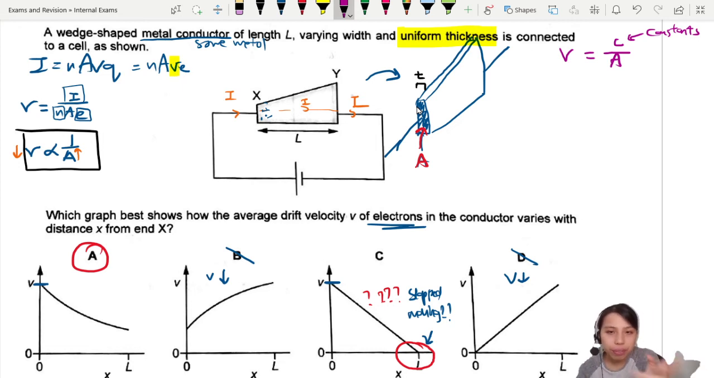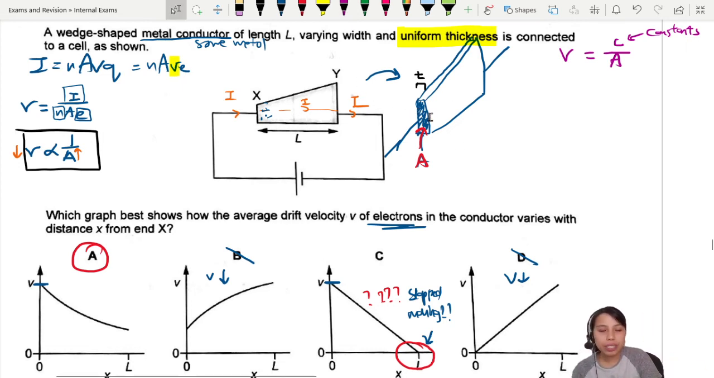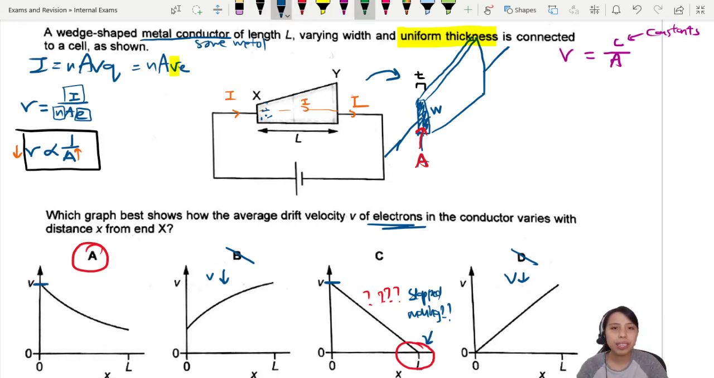What is the area of this tiny little wedge? It's a rectangle. So it's going to be width times thickness, T, I suppose you could call it that. So this drift velocity will be some constant divided by width times thickness. Which one is constant here? Thickness, right? Looks correct. Yeah, thickness is the same all the way. So width is the one changing.